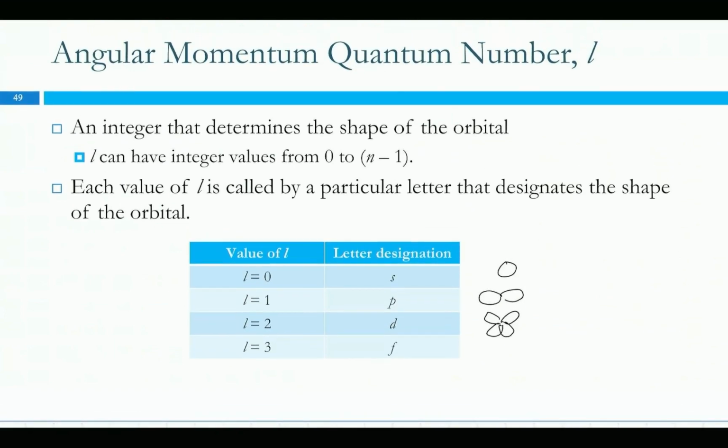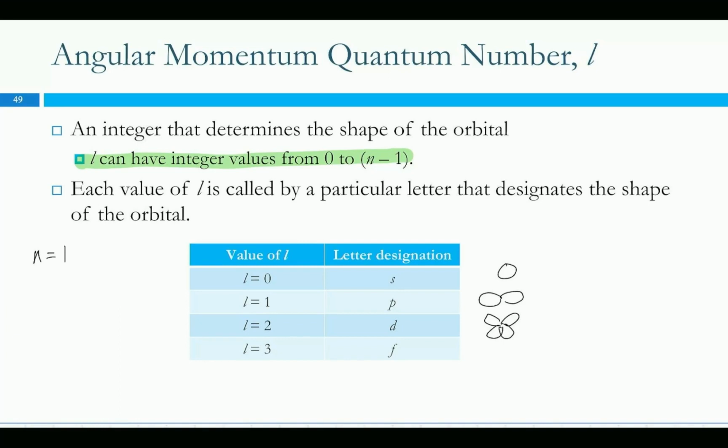Okay, so L can have integer values from 0 to n minus 1. That means if I plug in my principal quantum number for n, at n equals 1, then the angular momentum quantum number I can have is 1 minus 1, which would be 0. So at n equals 1, we can have L equals 0. At n equals 2, I can have L equals 0 and 1.